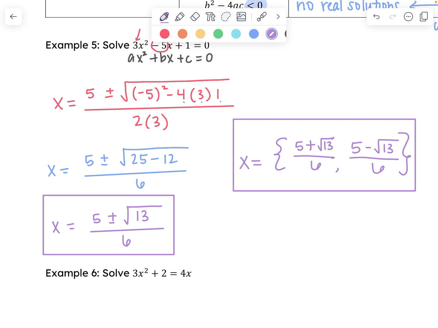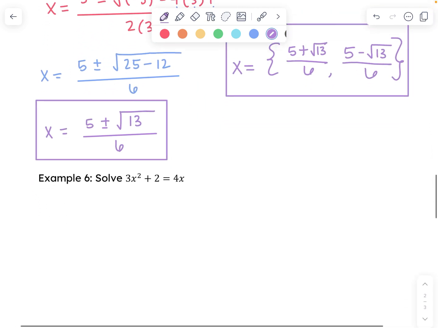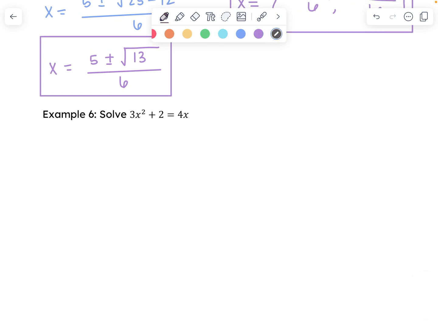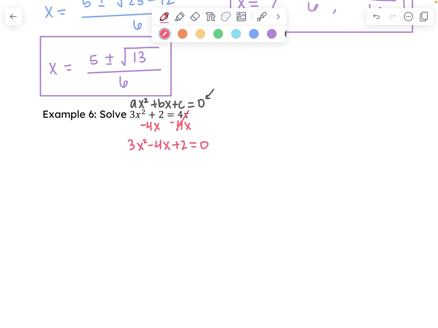Let's look at another one. So for example 6, we're not quite in the right form. Remember, we want to be in our ax squared plus bx plus c equals 0. And you'll notice that we don't have that equals 0 part. So before I even start this one, I need to actually subtract 4x from both sides. So 3x squared minus 4x plus 2 equals 0. And now we can start plugging it into our quadratic formula.